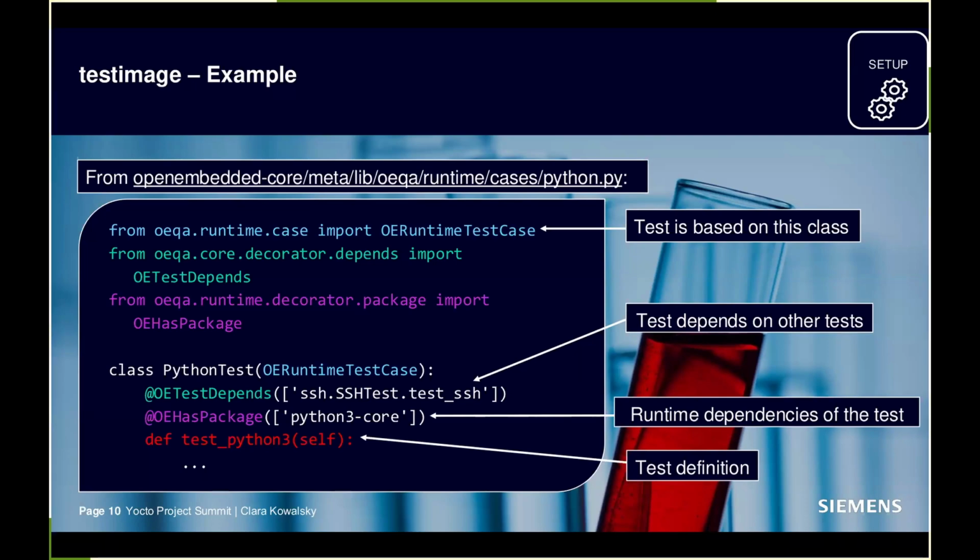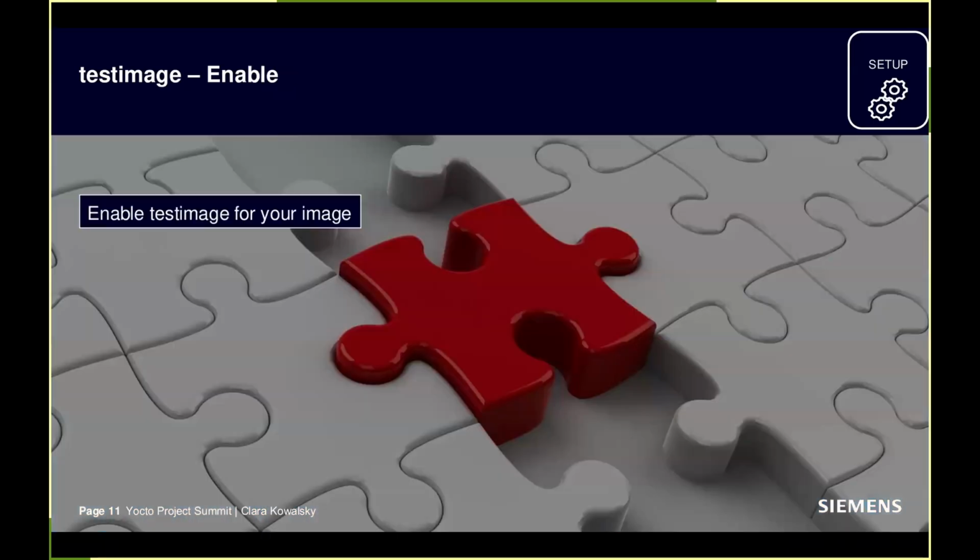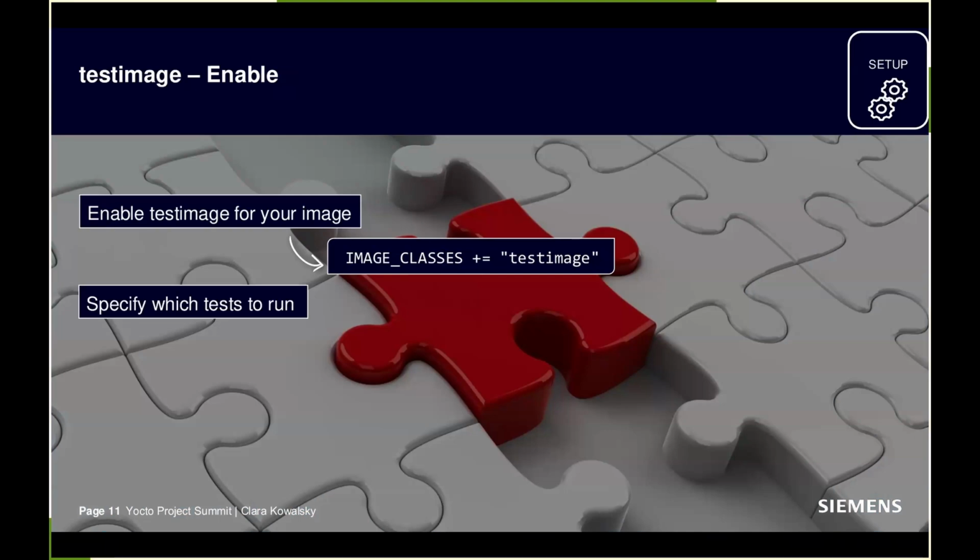And then we can also name dependencies to certain packages, which we need to execute the test. After that follows our test definition. How can we enable test image in our image? We need to append the image classes variable with test image. We also have to specify which tests we actually want to run.